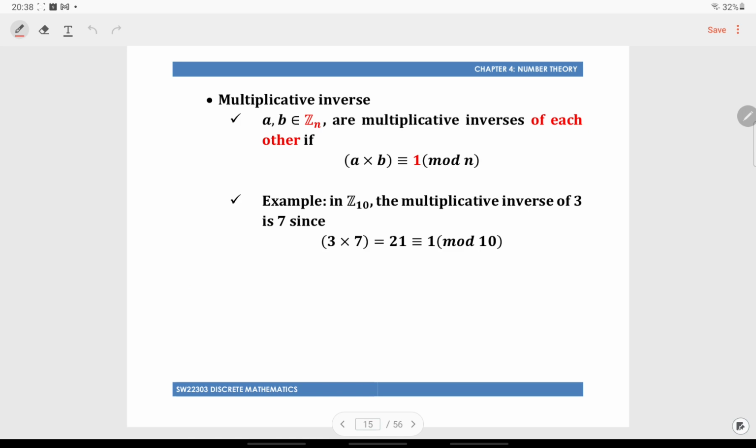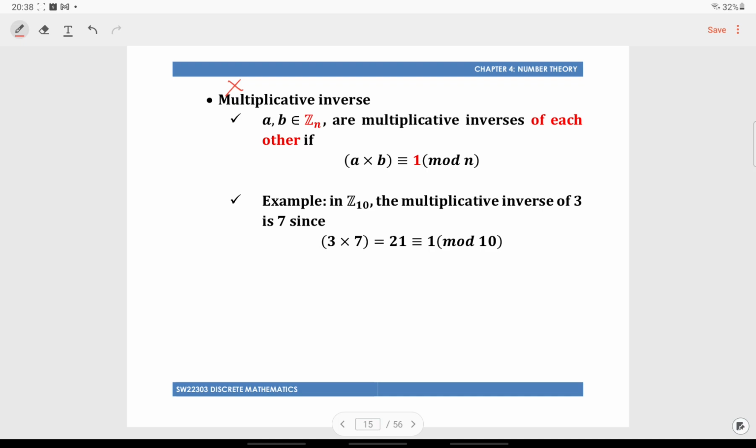Okay, so we finish with additive inverse, which I think is too easy and too simple for you. So now we move to a more complicated one, which is multiplicative inverse. In multiplicative inverse, the operation is multiplication. Previously, for additive inverse, the operation was addition. Now the operation is multiplication.